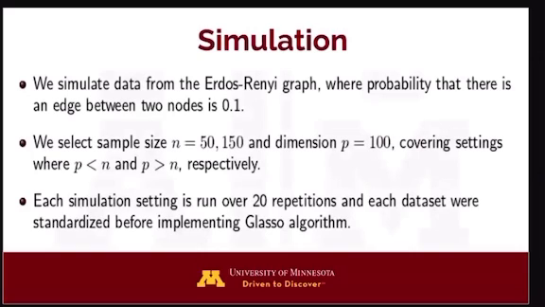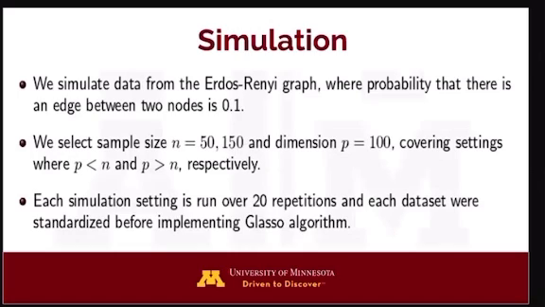Of course, we want to simulate a data set from an Erdős-Rényi graph, and we want it to have a probability of an edge between nodes of 0.1, which we can call a weaker relationship. We actually want to vary the sample size. We look at the combination of a small sample and a large sample. For instance, when sample size is 50 and the number of features is 100, and when sample size is 150 and the number of features is 100, which means we want to consider a situation where the number of features is greater than n and where it is less than n.